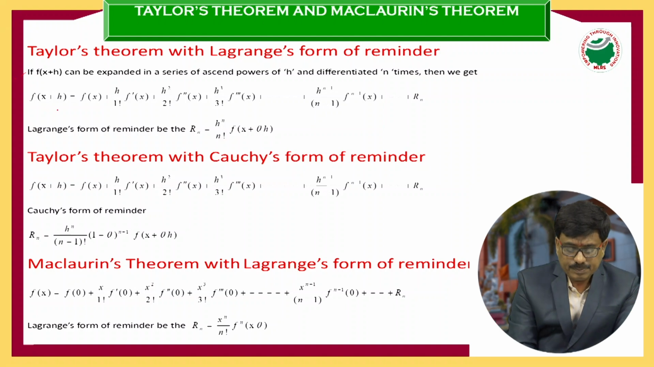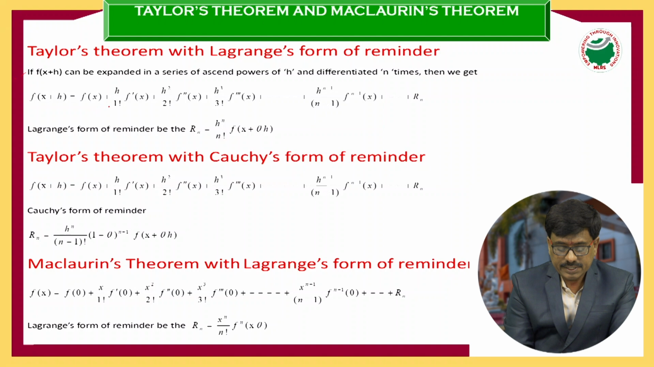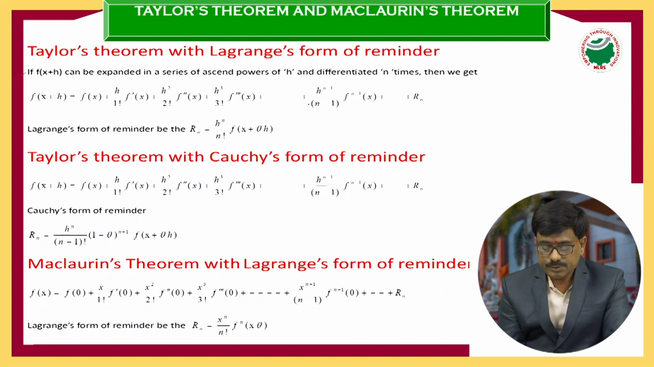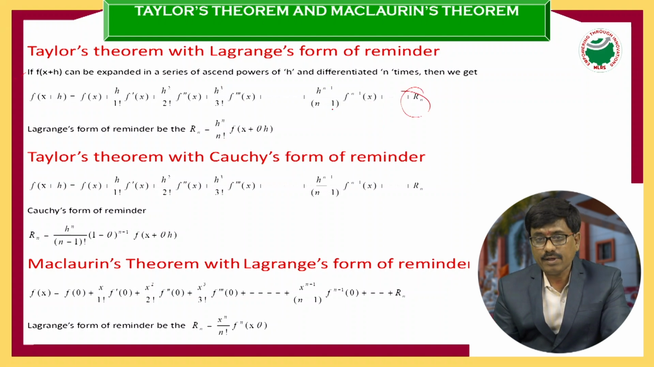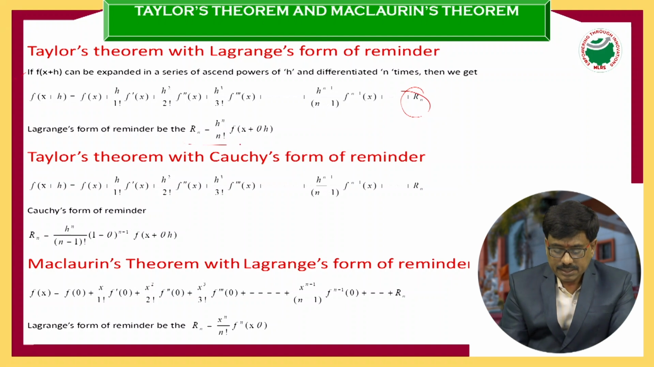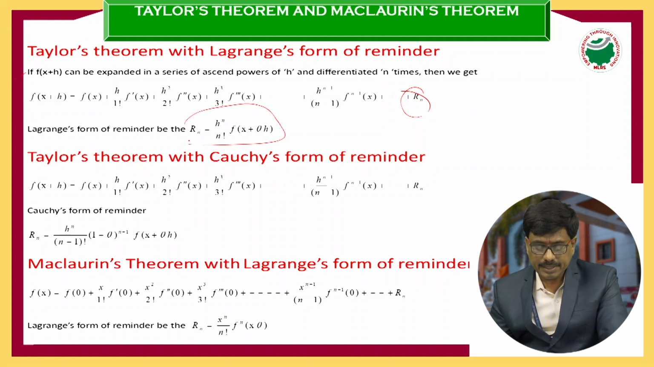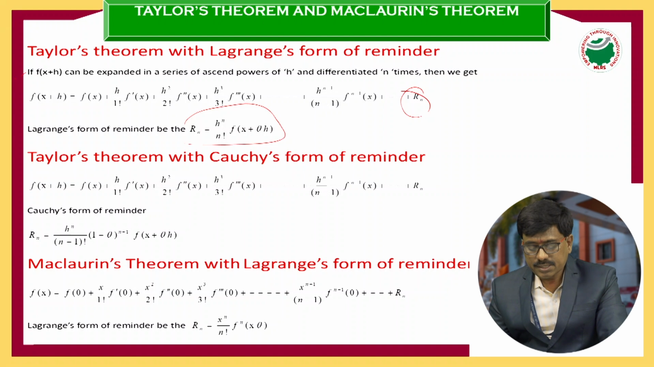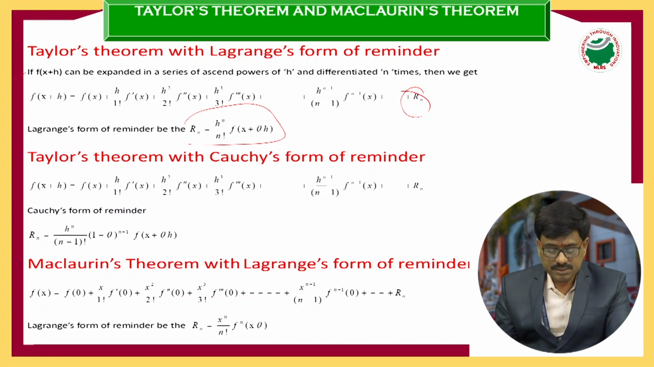Here f(x+h) = f(x) + h/1! f'(x) + h^2/2! f''(x) + h^3/3! f'''(x) + and so on up to h^(n-1)/(n-1)! f^(n-1)(x) plus the remainder. What is the remainder now? Lagrange's remainder in this case is h^n/n! f^n(x + theta h). This is Taylor's theorem in the form of Lagrange's remainder.